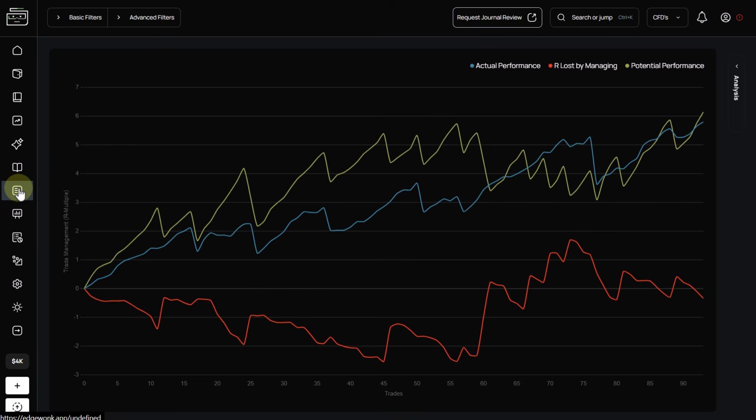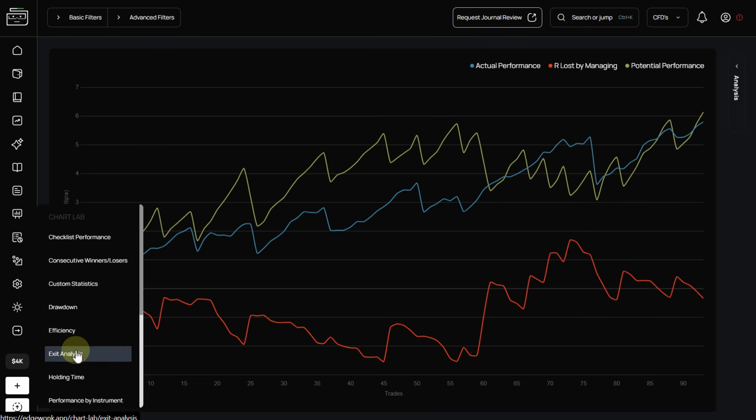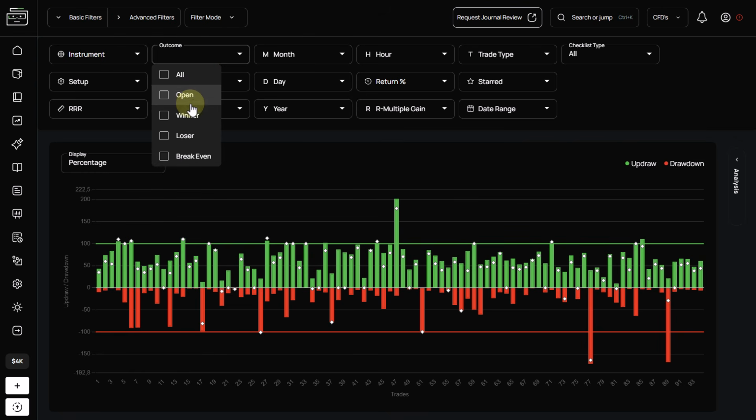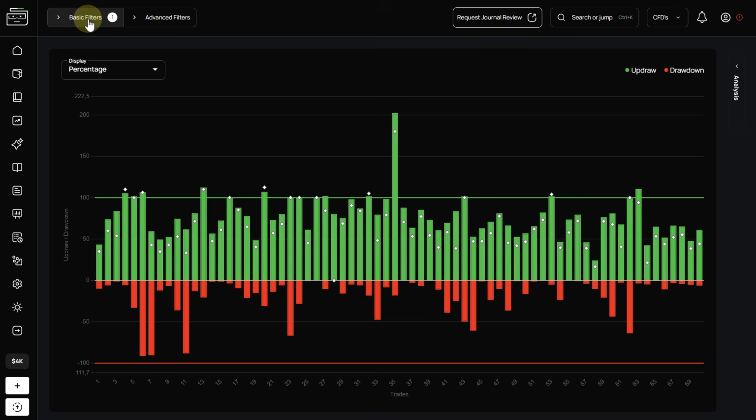Then the next logical point I checked is his exit analysis, because I had a suspicion that here we will find the answer to whether we can improve reward to risk ratio or not. We don't know at this point. And what I always like to do is use the outcome filters. So I want to look at his winners first. So we only see his winning trades.